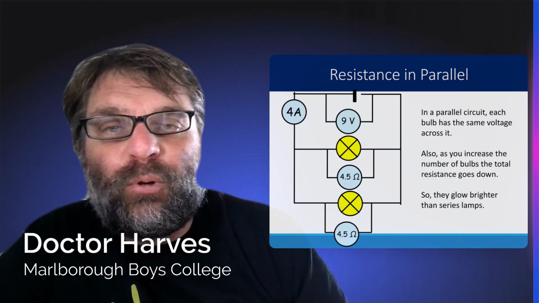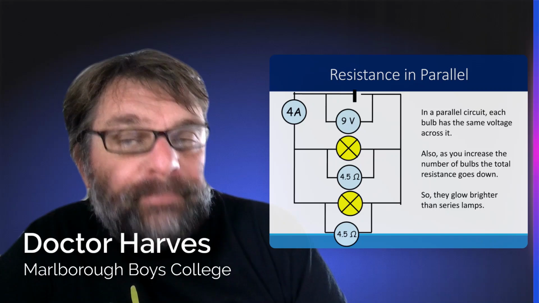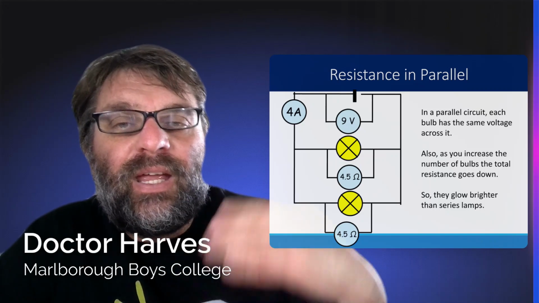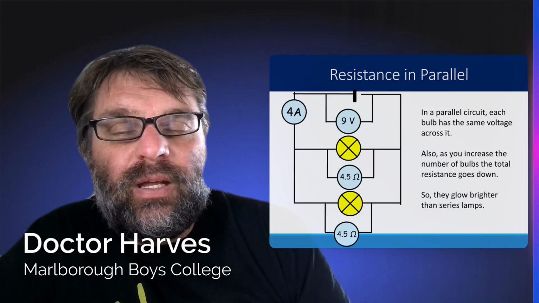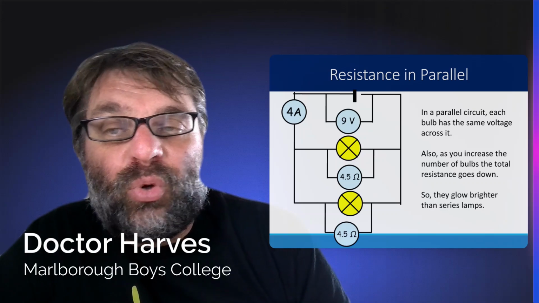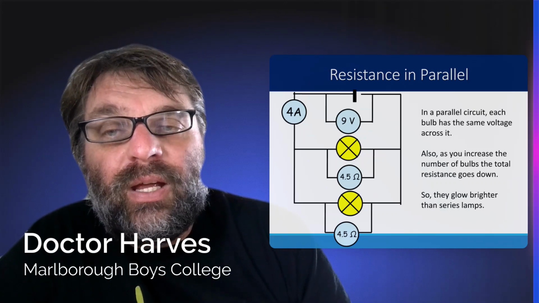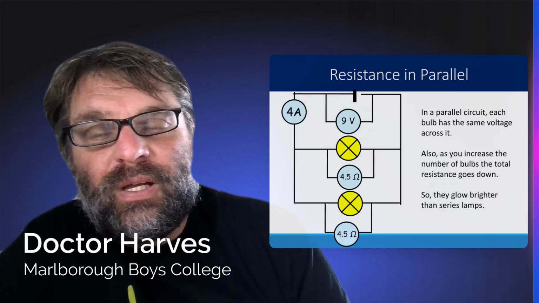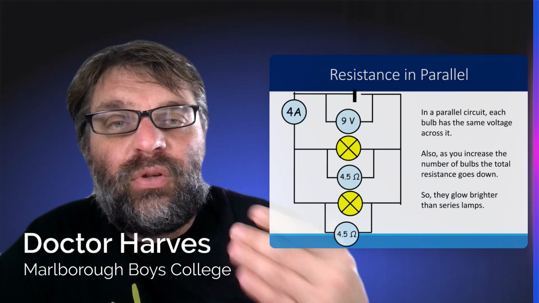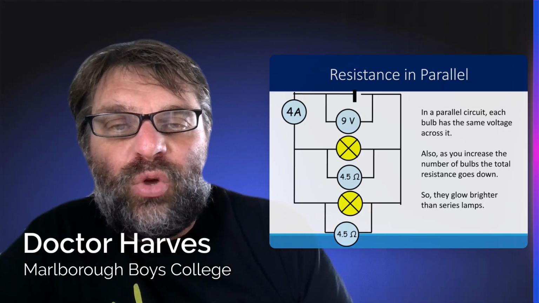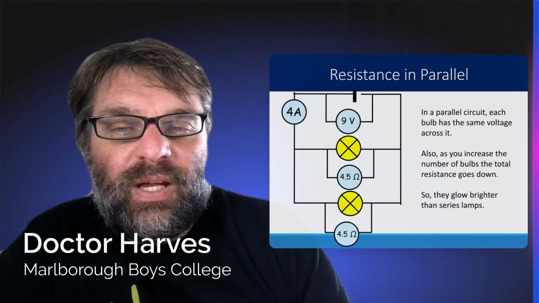Okay, so in the previous example, the current was 1 amp, and as you can see, as the resistance goes down, the amount of current through our resistance equation goes up. So now you've got 4 amps going through the parallel circuit, so the brightness of the bulbs increases.